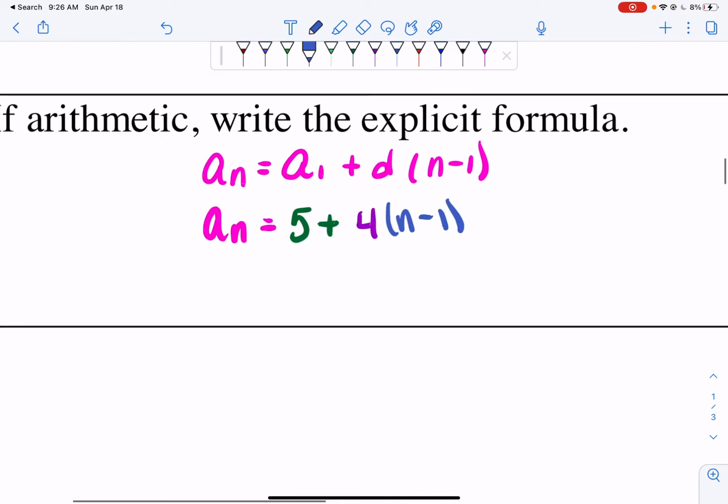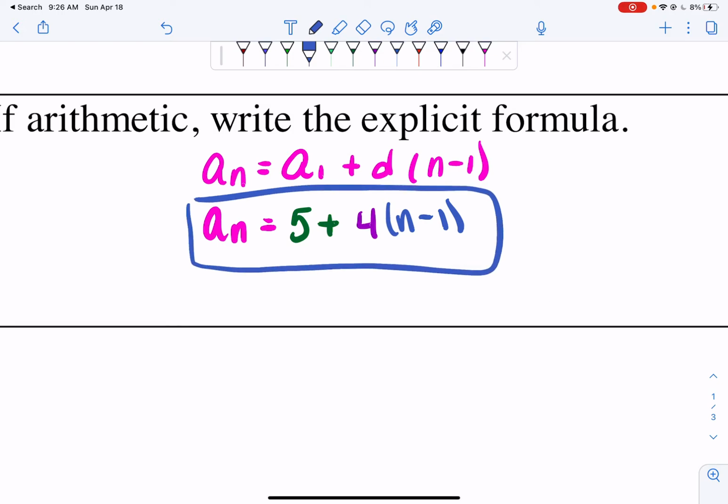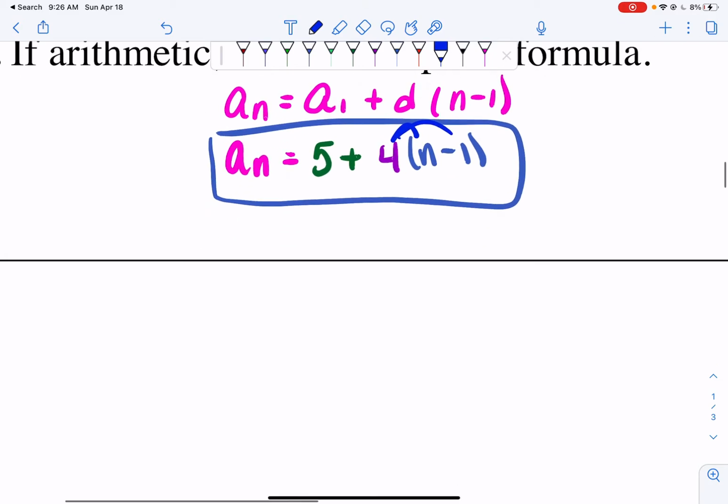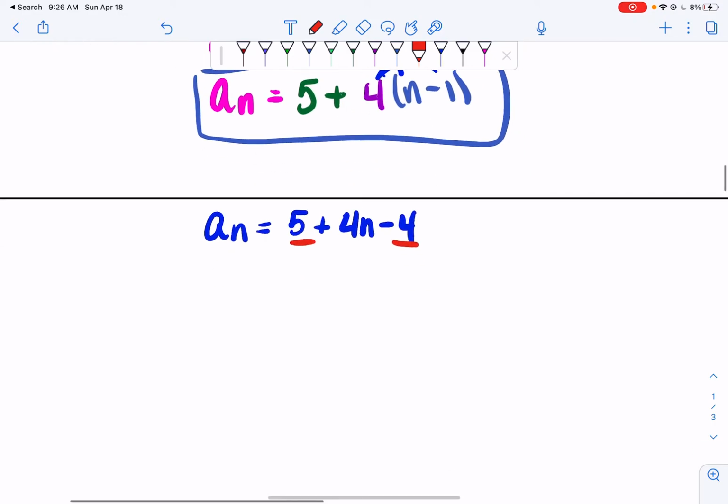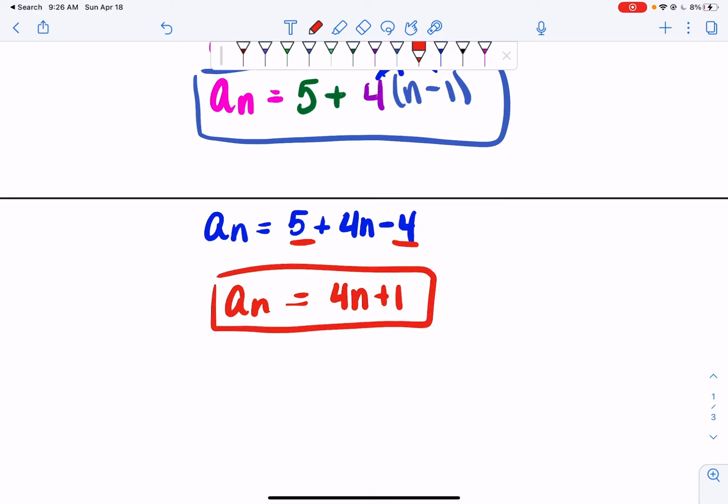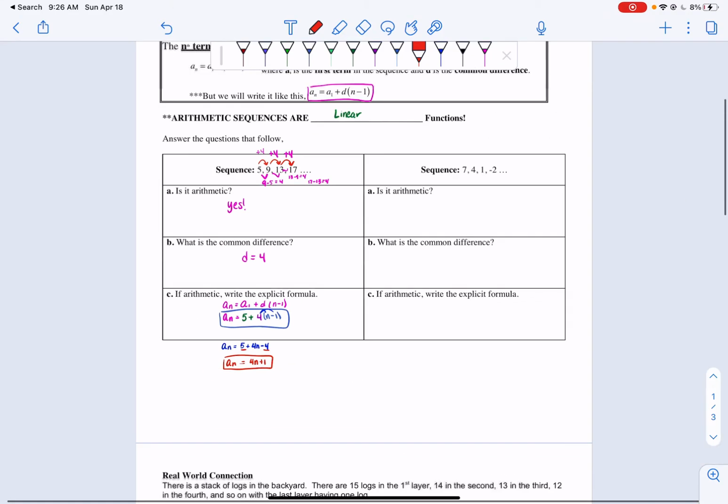Now we're going to distribute our 4. This is totally acceptable. You can stop here, or you can go ahead and simplify. Whenever we simplify, we just distribute. So I get a sub n equals 5 plus 4n minus 4. Now I combine my like terms, and I get a sub n equals 4n plus 1, because 5 minus 4 is 1. And that's your final answer.